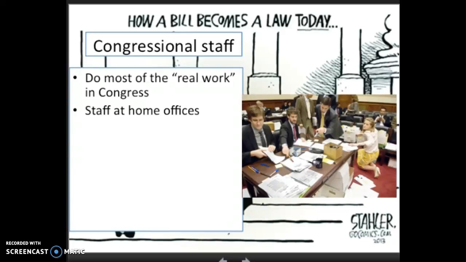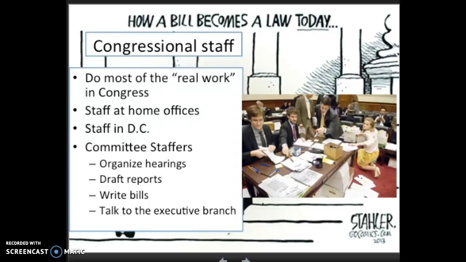You have staffers at your offices in your localities. So, like, Mark Warner has a staffer in Richmond. Bobby Scott has staffers in Norfolk and I think in Hampton. I think he has them in both. If not, he at least has them in Hampton. And then you're going to have your staff in DC. And then you're going to also have your committee staffers. So not only do the individual members of Congress have staff working for them, but the committees do.